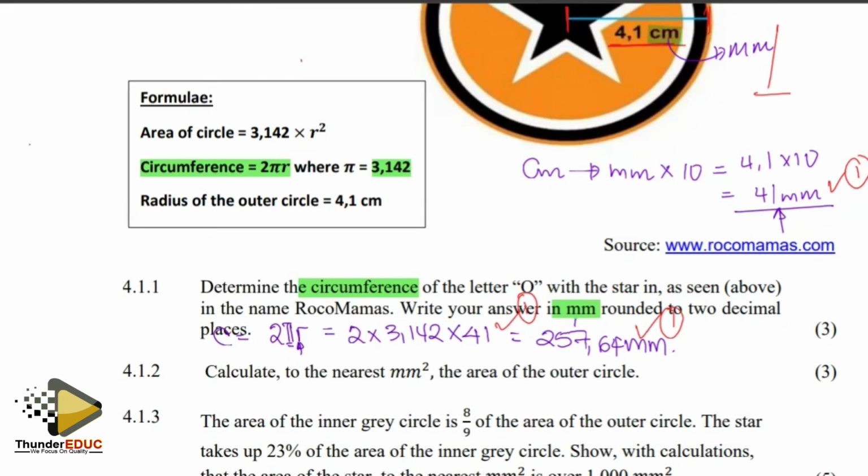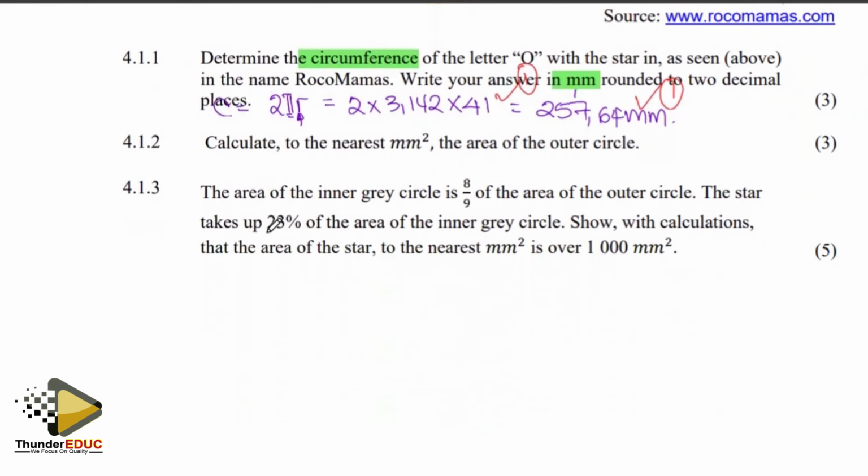in millimeters. Okay. Then let's come to the other question that says 4.1.2. Yes, you also got a mark for rounding. The moment you see this in the question, you need to round off correctly. All right, calculate to the nearest millimeter squared the area of the outer circle.